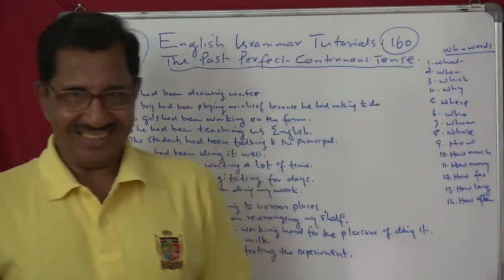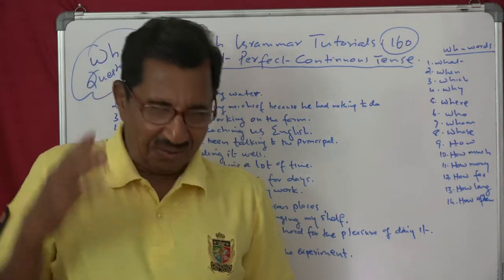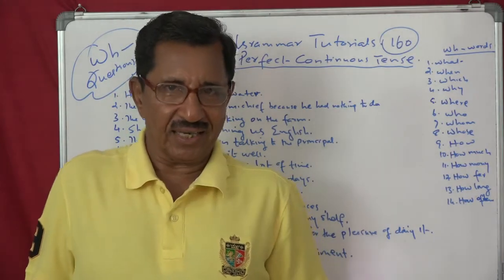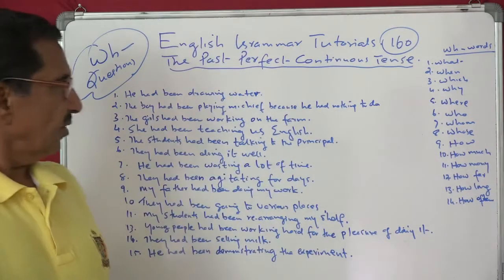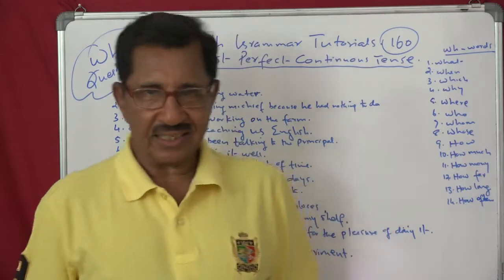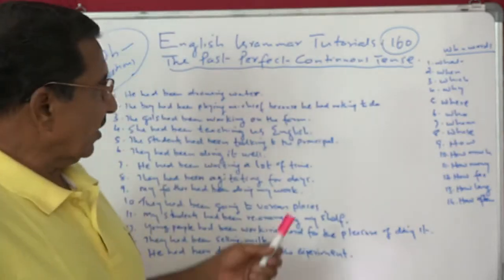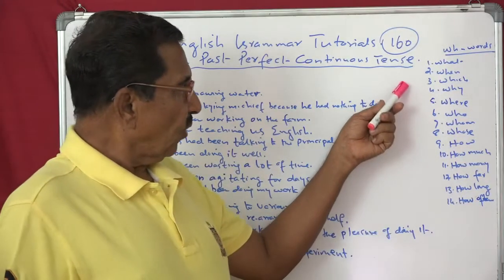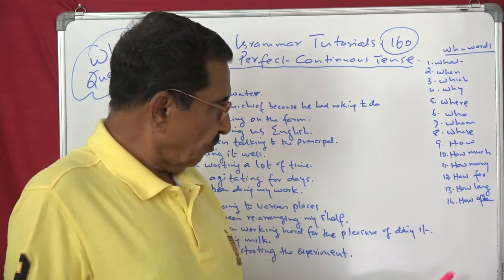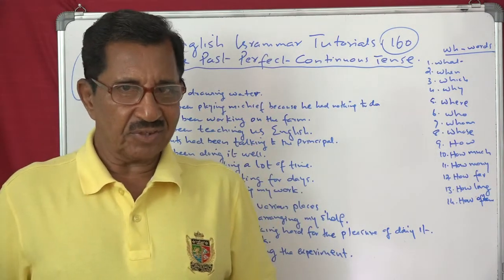Hello friends, today we will do a simple exercise for you, because we have been doing such exercises in connection with all the tenses that we have been learning. Now you can see WH questions. I have given you some 15 sentences here and we have to make WH questions, or question word questions. So we have the question words written here: what, when, which, why, where, who, whom, whose, how much, how many, how far, how long, how often. These are the question words usually that we use in English.